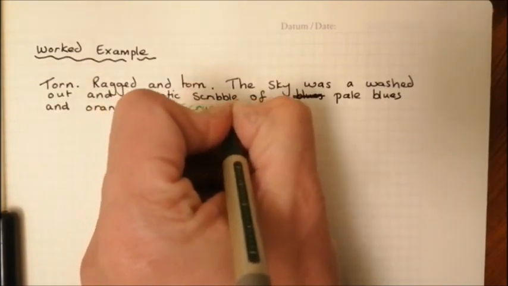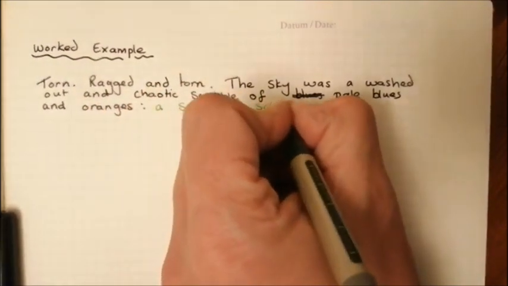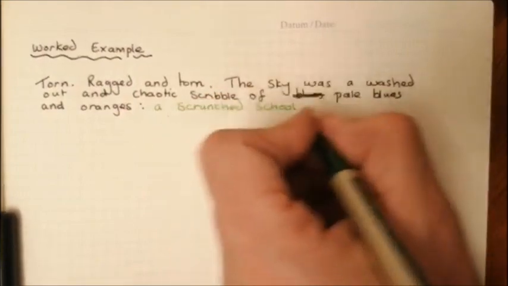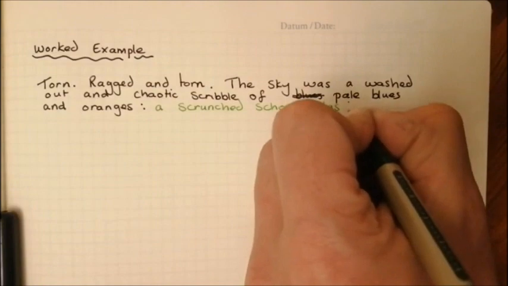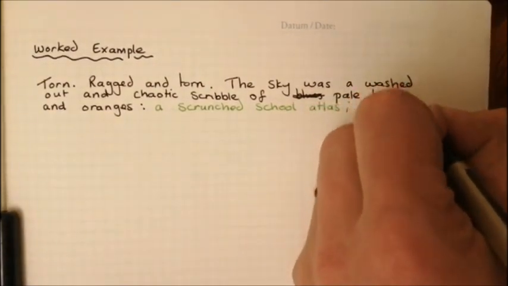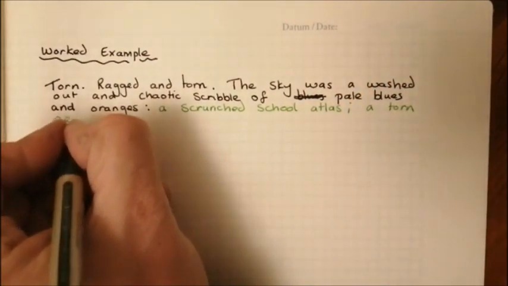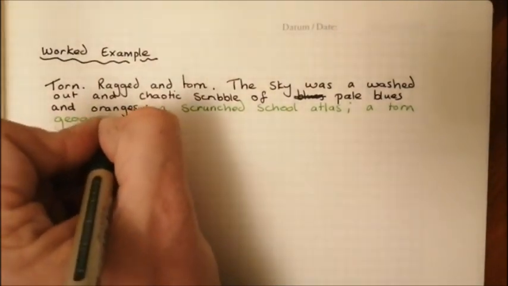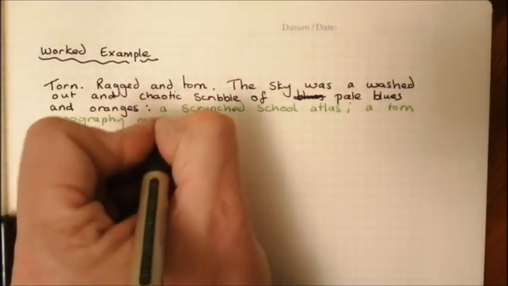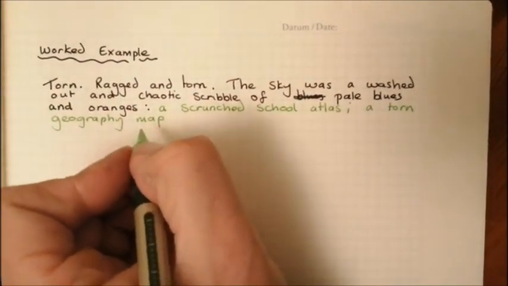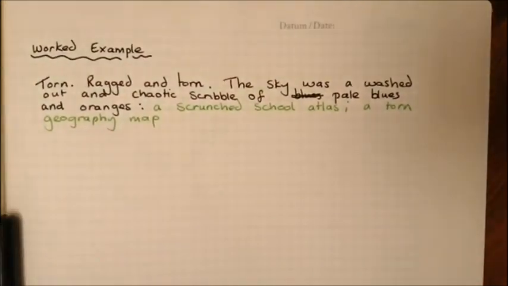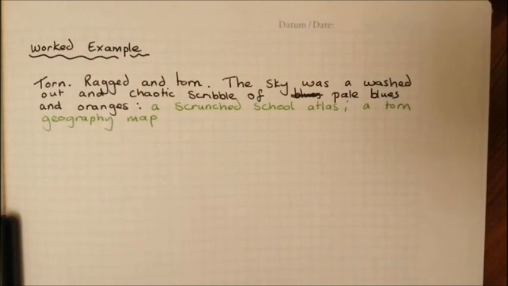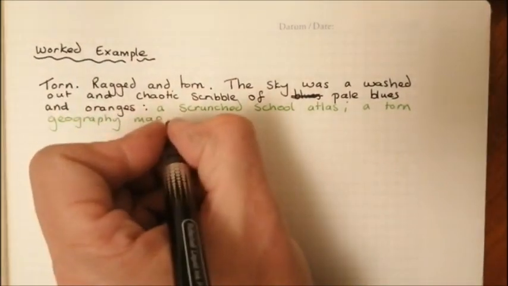scrunched school atlas, a torn geography map. And why this reference to school? It's to show that they're young, to highlight their age. Their references are references to school. They're not big adults talking about the world. Full stop.